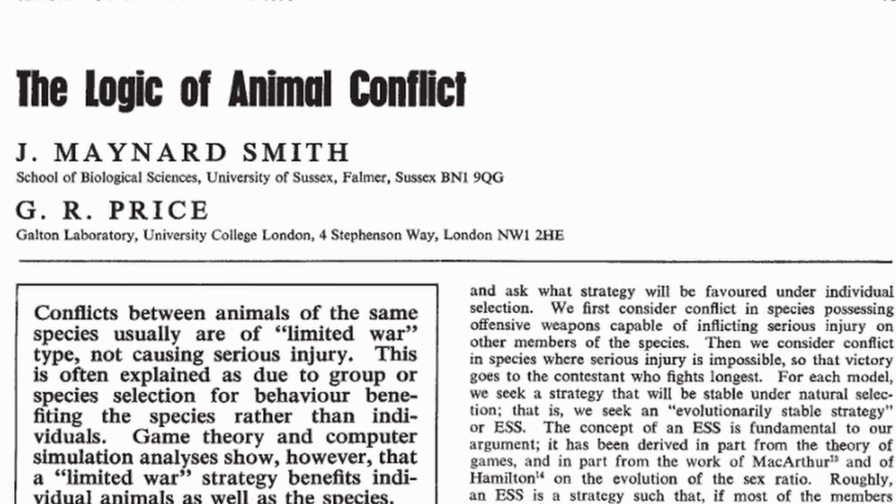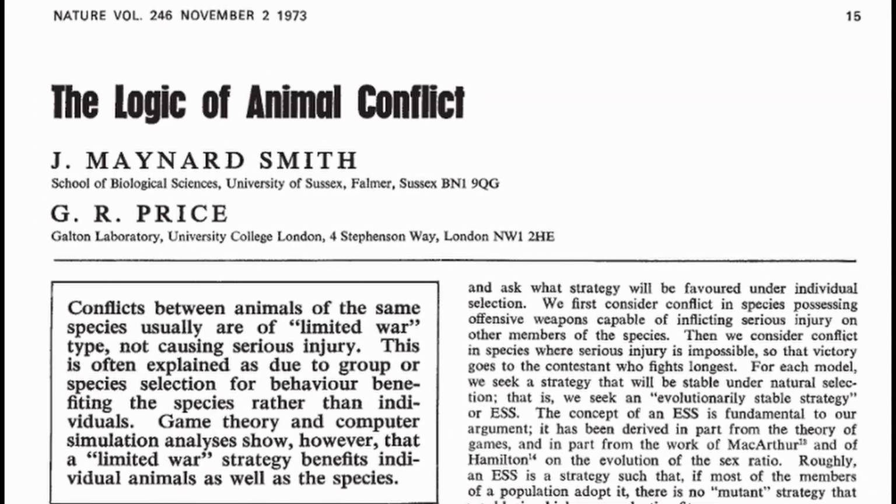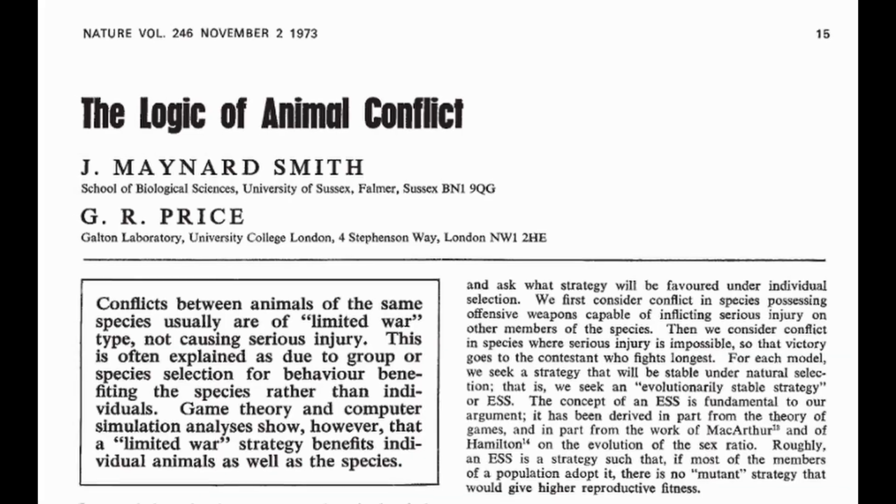In the summer of 1972, the two of them sat down and worked out the first known example of an evolutionary game. And the manuscript that resulted in 1973, titled The Logic of Animal Conflict, introduced the idea of an evolutionary stable strategy, often shortened to an ESS.